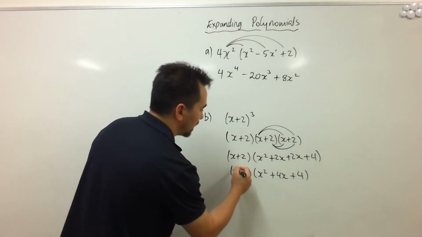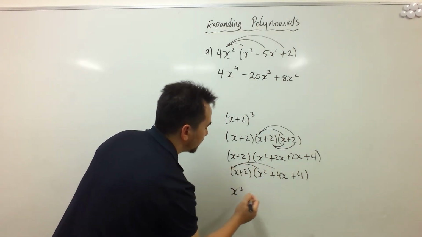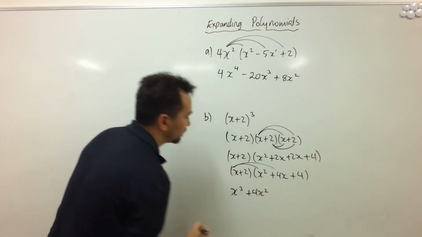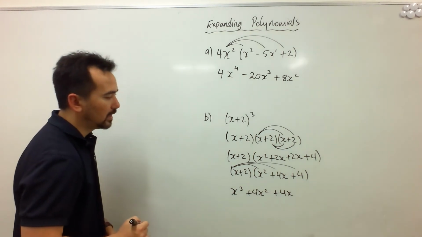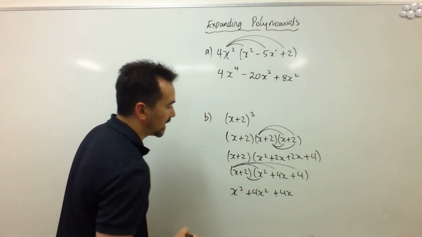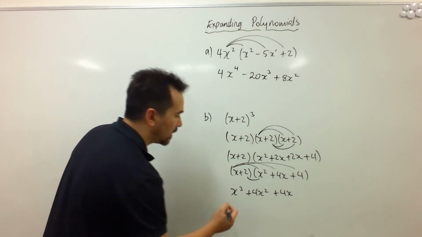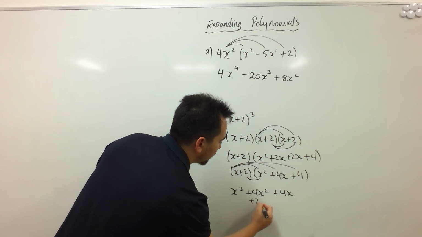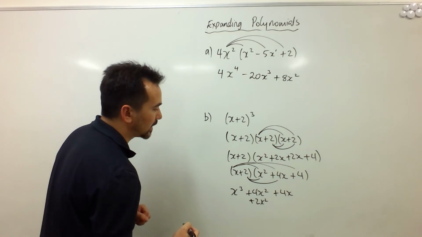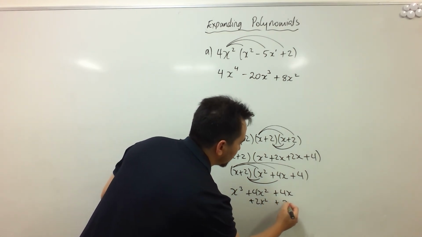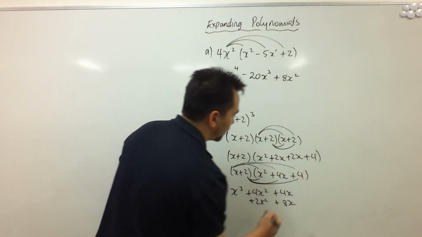Alright. X times x squared is x to the power of 3. X times 4x is 4x squared. X times 4 is 4x. Then we'll do 2 times x squared, which is 2x squared. Now I'm going to show you a little trick here. I'm going to put the 2x squared underneath the 4x squared, and hopefully you'll see why. 2 times 4x is 8x. I'm going to put it under here, under the 4x. And then 2 times 4 is 8.